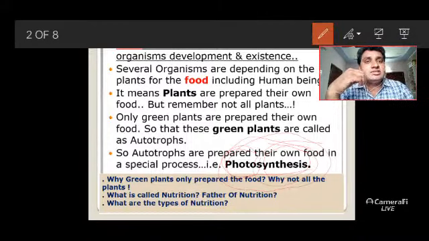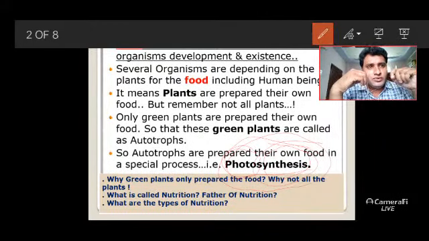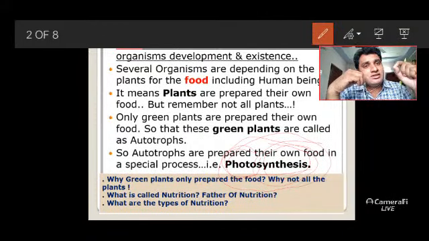And the second question is, what is called nutrition? All these topics belong to the nutrition topic. Everybody knows nutrition is a very important life process. Nutrition helps the nourishment of our body. But I am asking about the definition of nutrition. Nutrition means intake of nutrients. Yes, intake of nutrients is called nutrition.